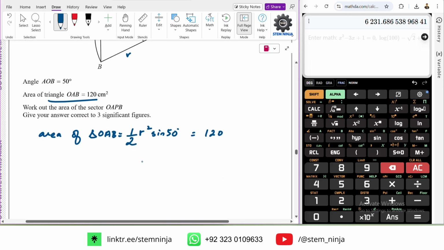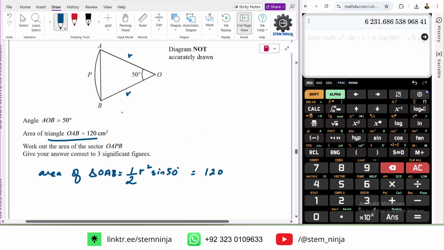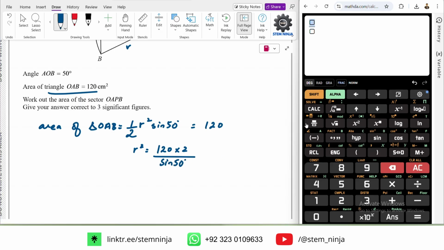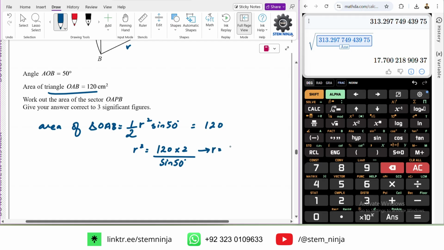Because it's half ab sine theta, that's how it's going to go. So r squared is going to be 120 times 2 divided by sine of 50 degrees. 240 divided by sine of 50, and then you take the square root. This would be 17.7. This is already in this form, so we don't need to do anything.